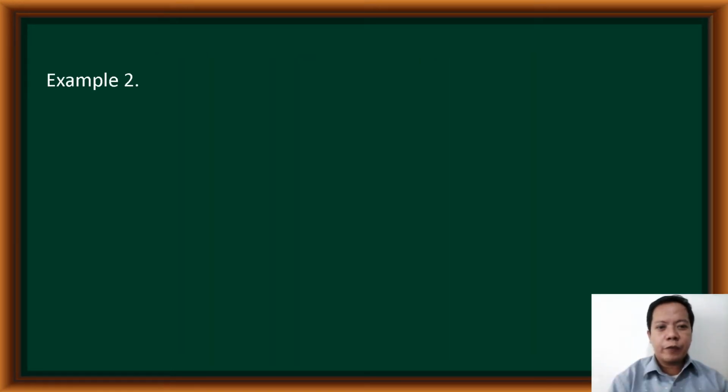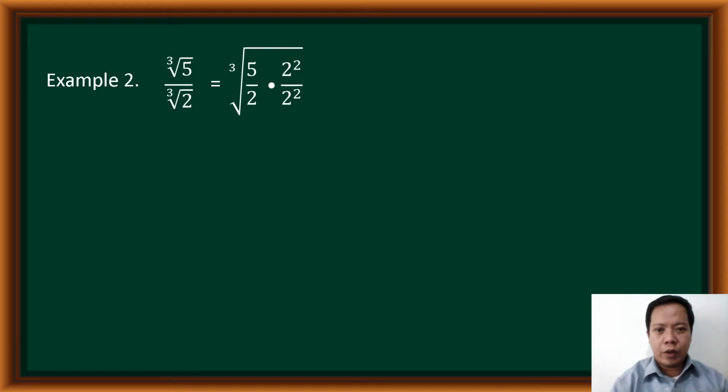Okay, proceed to example number 2. The given is a cube root of 5 over cube root of 2, and this is equal to a cube root of 5 over 2 multiplied by 2 squared over 2 squared. So we're going to rationalize the denominator. Then we have the cube root of 5 times 4 over 2 cubed. Okay, the simplest form of 2 squared is 4, and 2 cubed is the product of 2 and 2 squared.